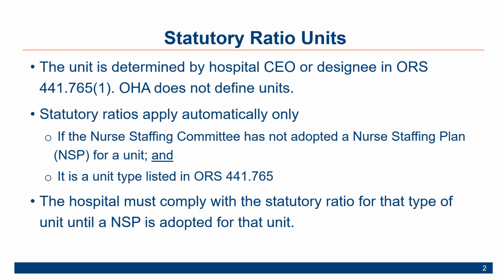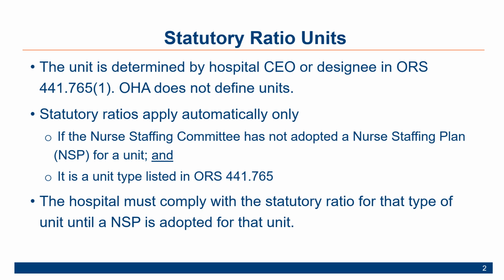In ORS 441.765, subsection 1, the term unit for purposes of statutory RN to patient ratios refers to a specific hospital unit as defined by the hospital's CEO or the CEO's designee. OHA does not define units or set staffing ratios.